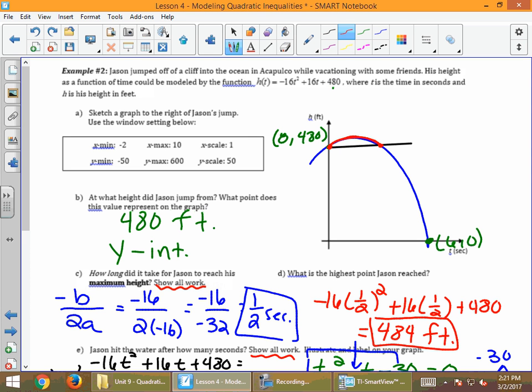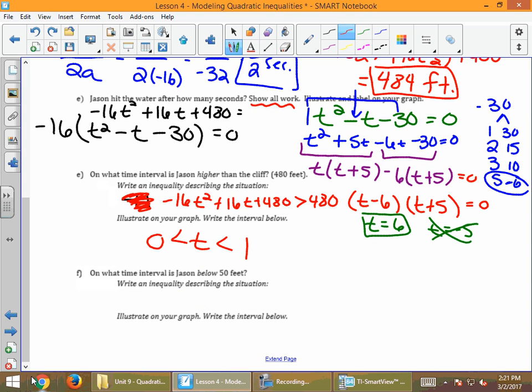Questions over that? For F, we want to know what time interval is Jason below 50 feet. Well, write the inequality. Say negative 16t squared plus 16t plus 480, below 50 feet. So we're going to say greater than or less than? Less than. What's the number? Less than 50. Below 50.